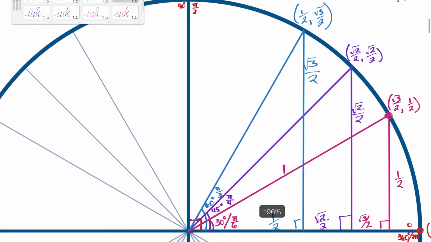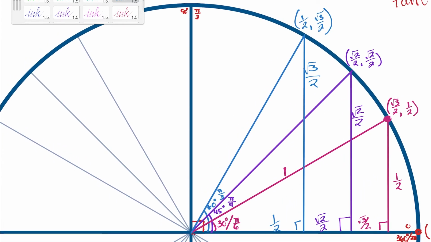This means that my cosine of 60 degrees is 1/2, and my sine of 60 degrees is square root 3 over 2. Same thing if I used cosine of pi over 3 and sine of pi over 3.